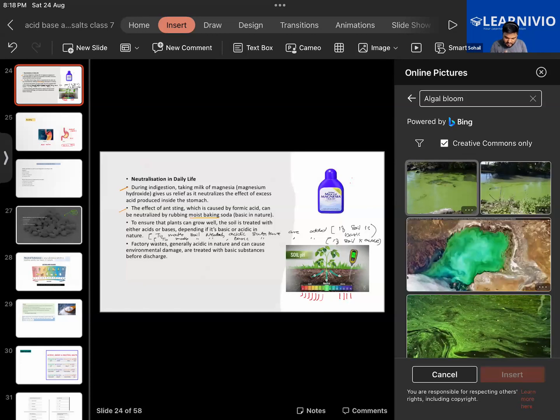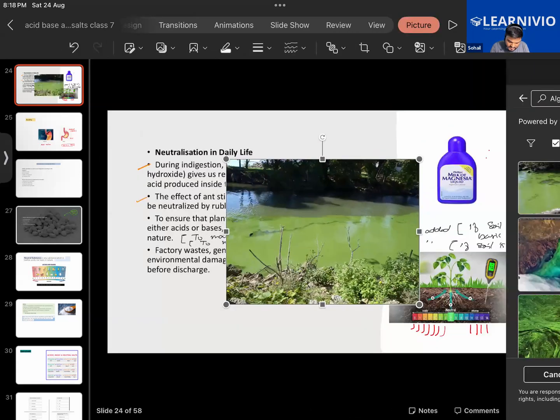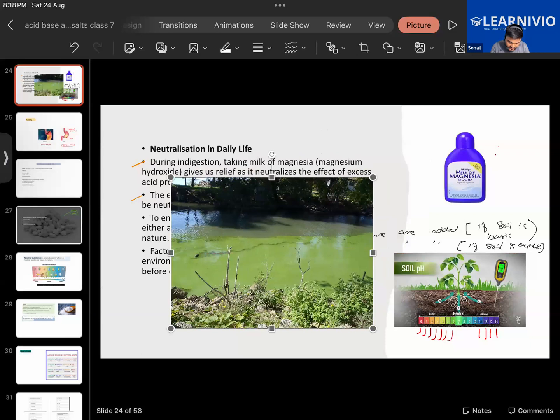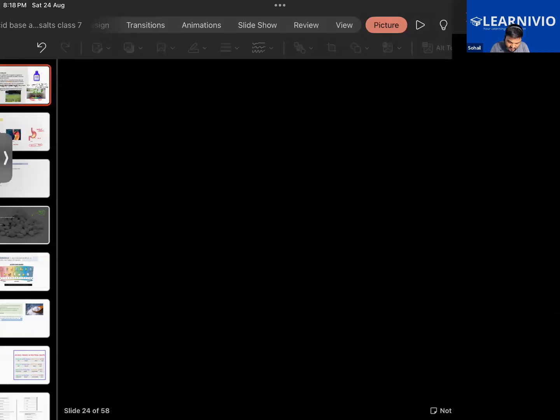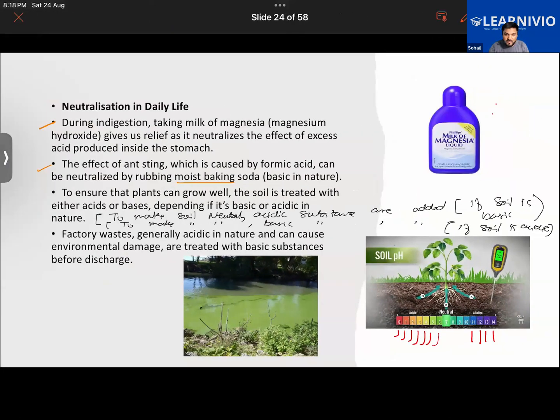This is what I'm talking about. See, this is a polluted water body. Now this is a polluted water body where you get to see that from a distance it will appear as if someone has laid a green carpet over the water body.